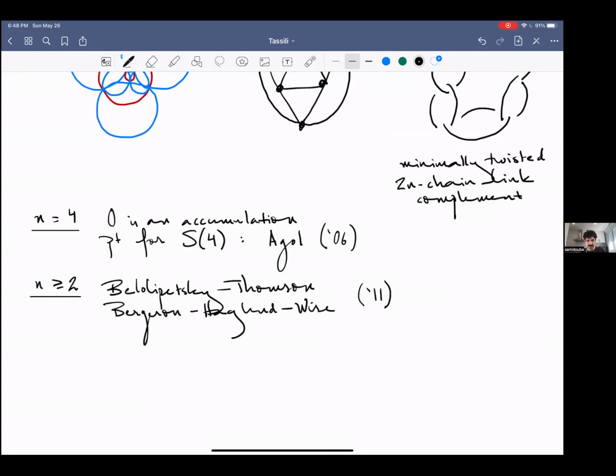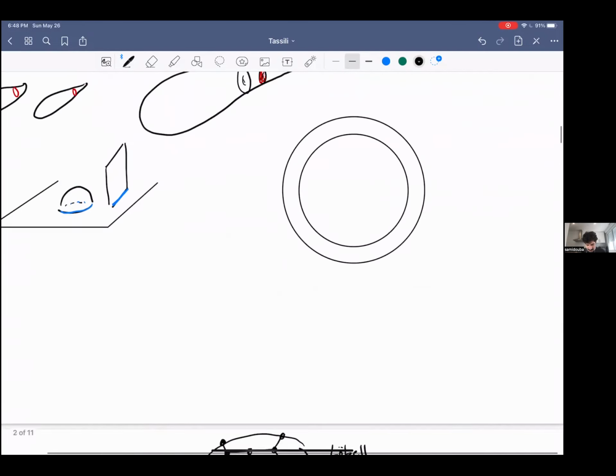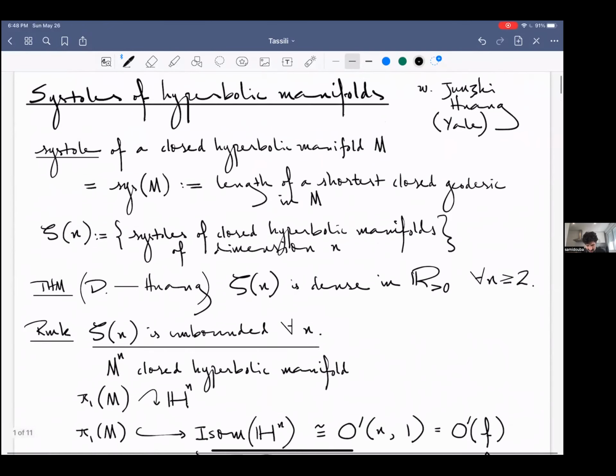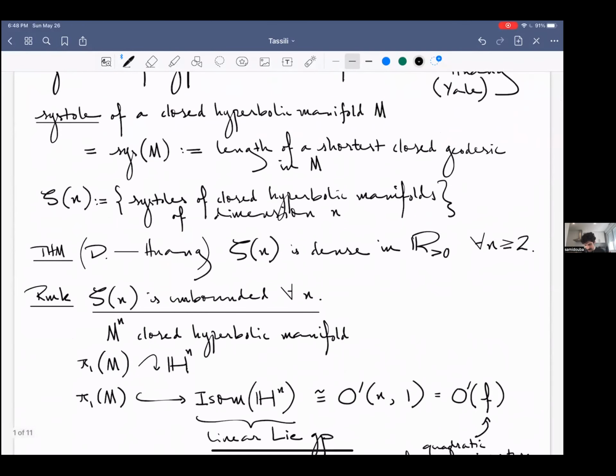And this is the same strategy I'm going to use to prove that not only is 0 an accumulation point, but every non-negative real number is an accumulation point of the set of systoles of closed hyperbolic manifolds. So it will really just be an elaboration on this short note of Agol. And in fact, our paper is also very short. Okay, maybe I'll stop here.